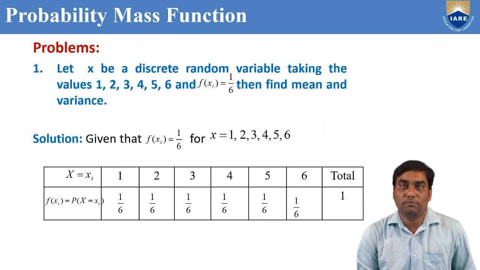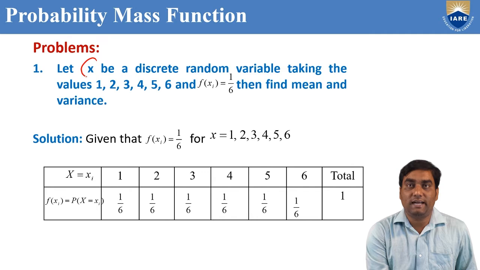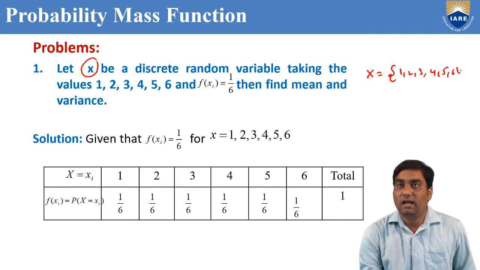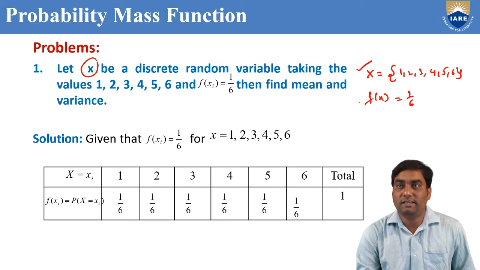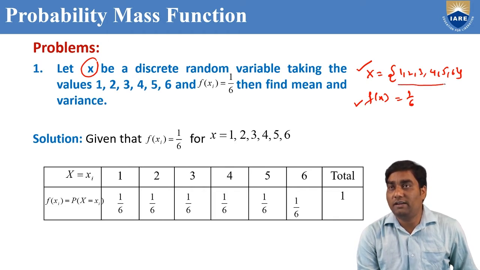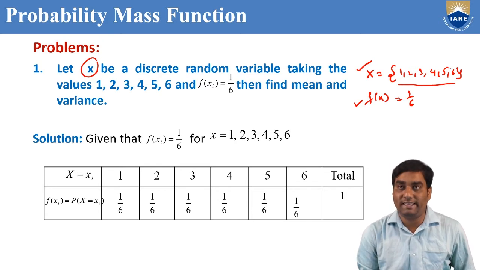Suppose I take this problem as an example. Let x be a discrete random variable, with values x equal to 1, 2, 3, 4, 5, 6, and f of x equal to 1 by 6. That means the random variable and its probability distribution are given. First we need to identify whether x is a discrete or continuous random variable. For that, check the range of the random variable. The range is defined from 1 to 6, which means it is finite.